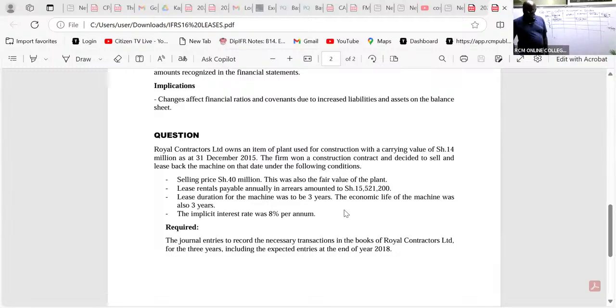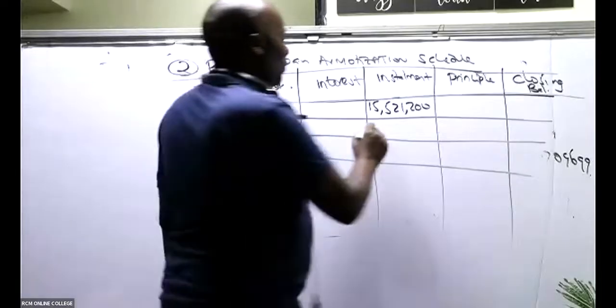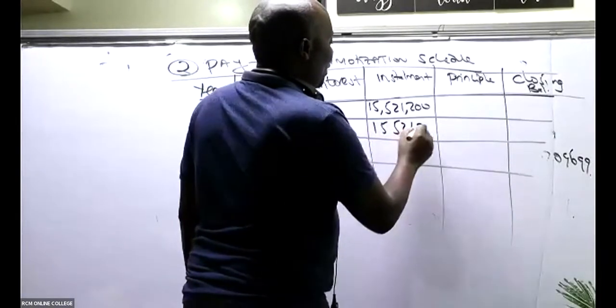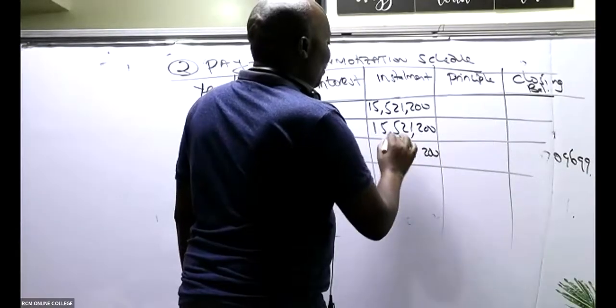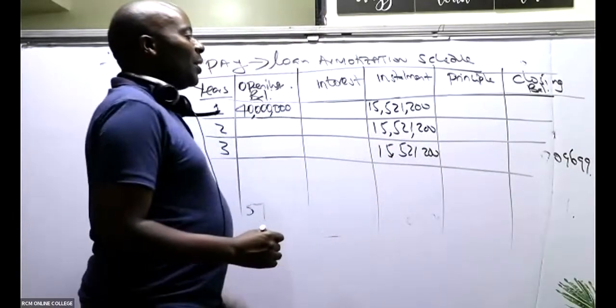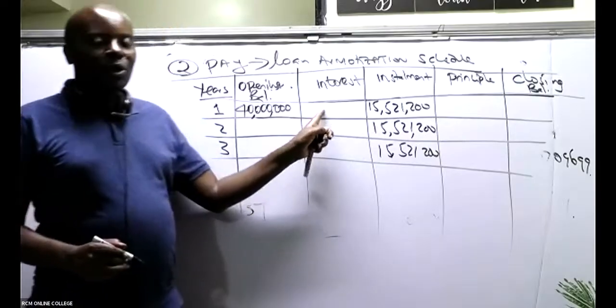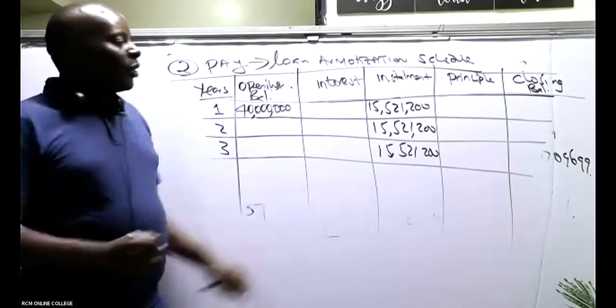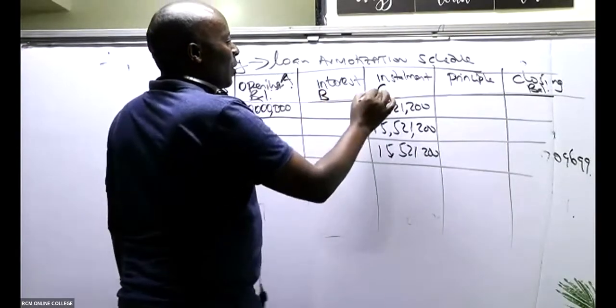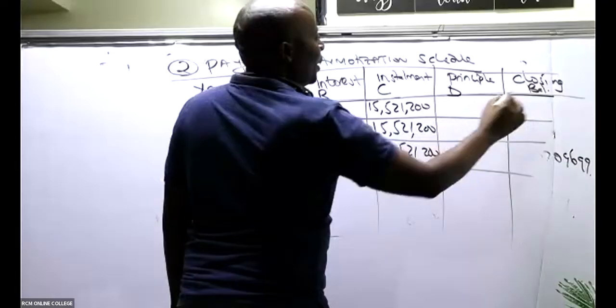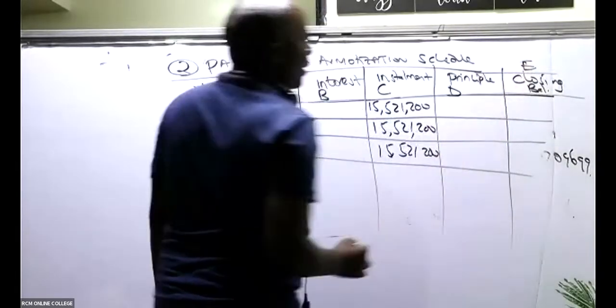Remember, we are paying this on an equal basis, 15,521,200 each year. Remember, it can't be that easy. There will be issues like interest. Interest will be there. So remember, this is our column A, this is our column B, this is our column C, this is our column D, and this will always be our column E.